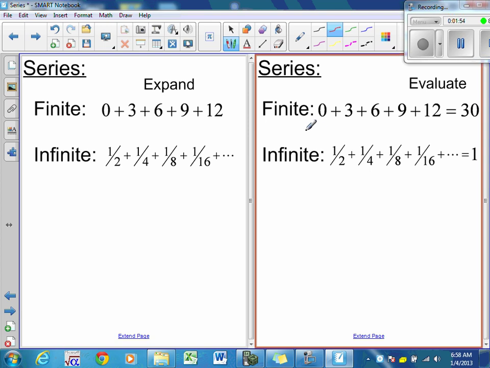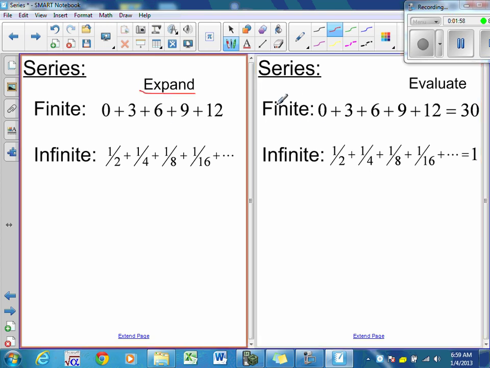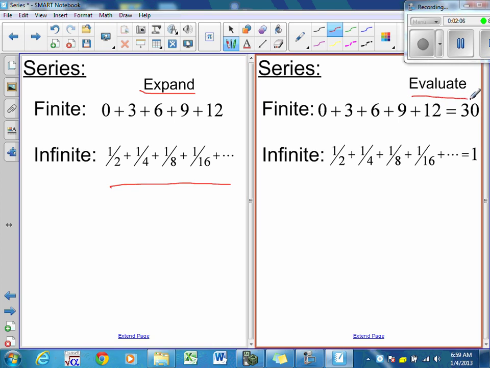As we look at these, sometimes we will be asked to expand the series. That just means write it out. Now, if it's infinite, you can't write out all the terms. We write out 4 of them and put dot, dot, dot. If it says evaluate, then we want to add them up.